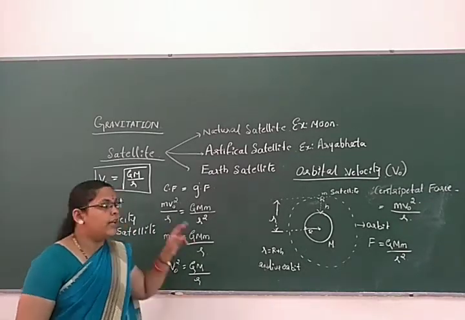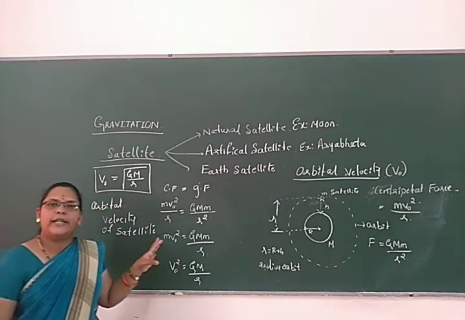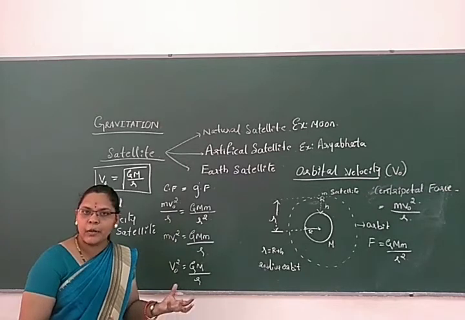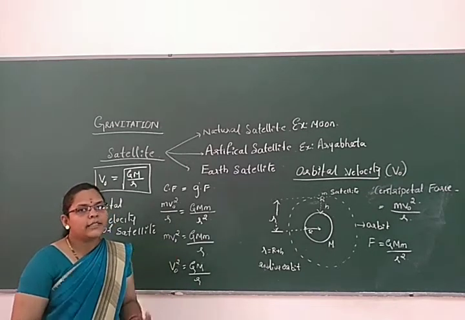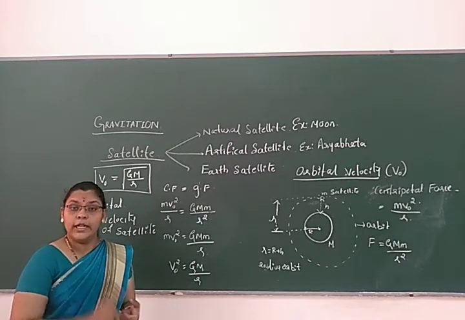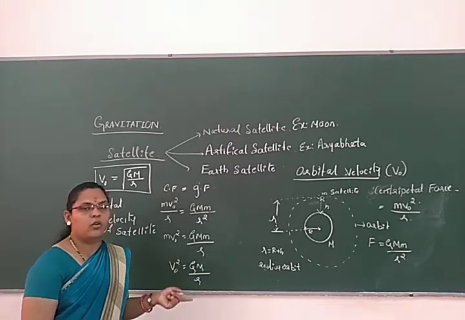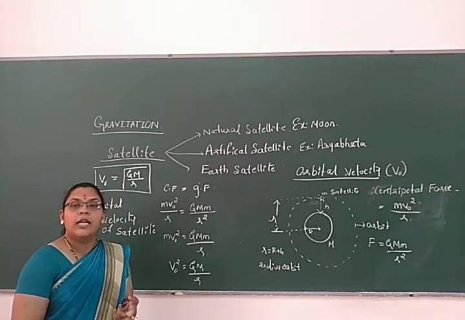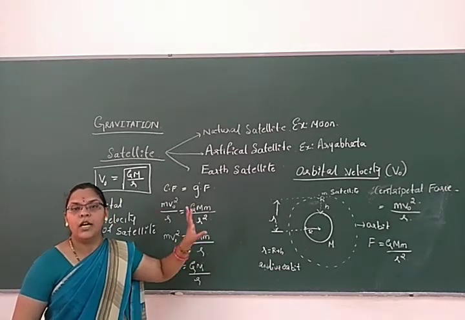So that is very important. That's why orbital velocity is not dependent upon the mass of the satellite, whether it is heavy or light compared to the Earth. It is totally independent. It is only dependent upon the mass of the Earth and the acceleration due to gravity of the Earth.